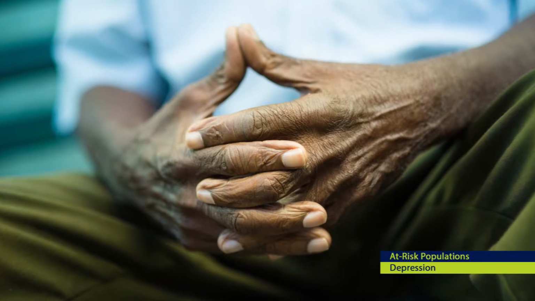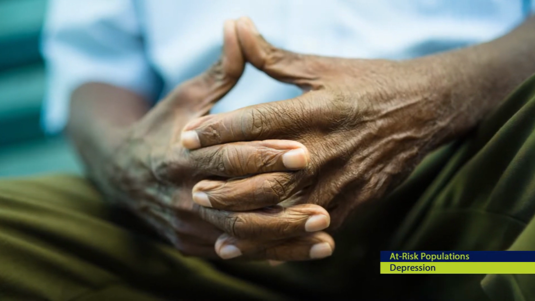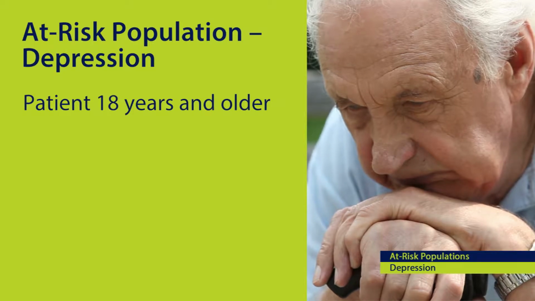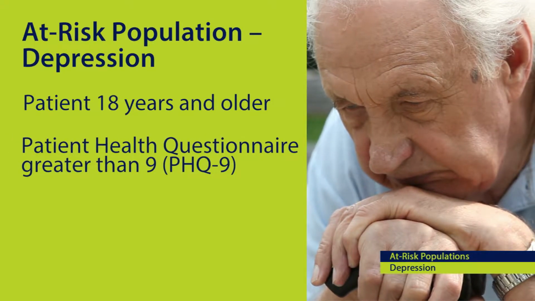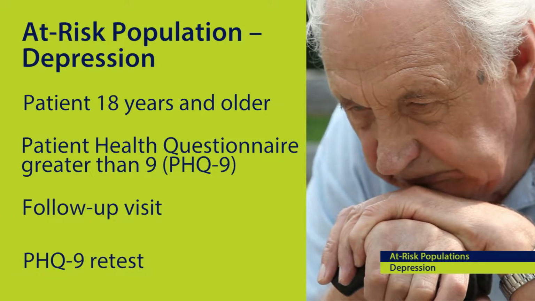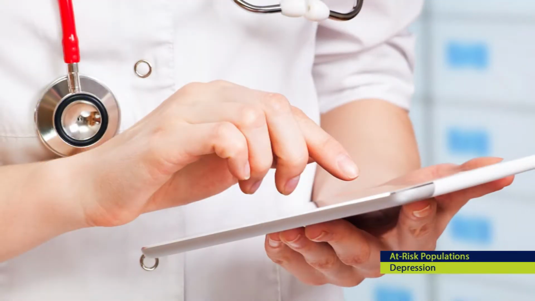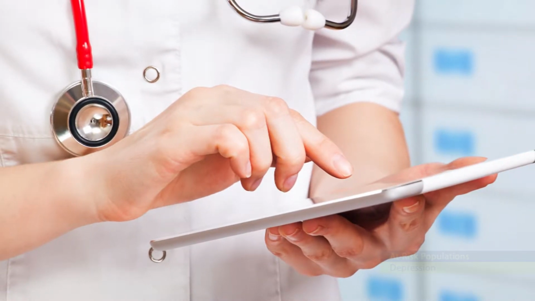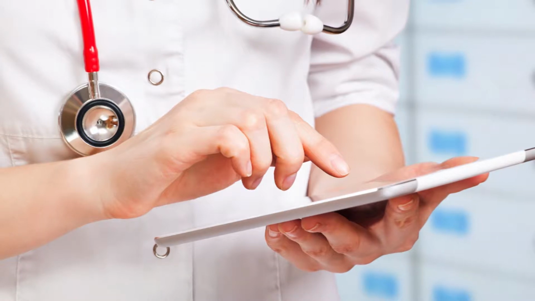The last at-risk measure involves depression. Any adult patient 18 years and older diagnosed with major depression and a patient health questionnaire score of greater than 9 should have a follow-up visit and a PHQ-9 retest. If that retest scores below a 5, the patient is considered in remission. Make sure you note that in their medical record.